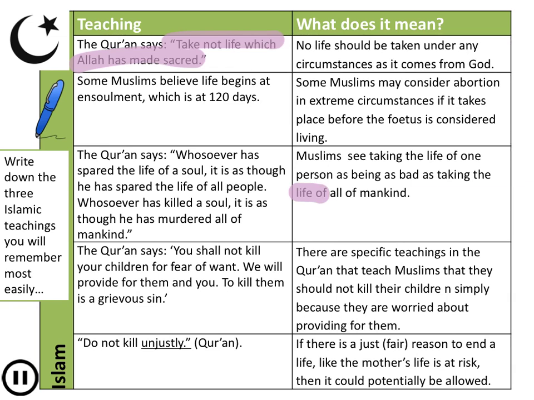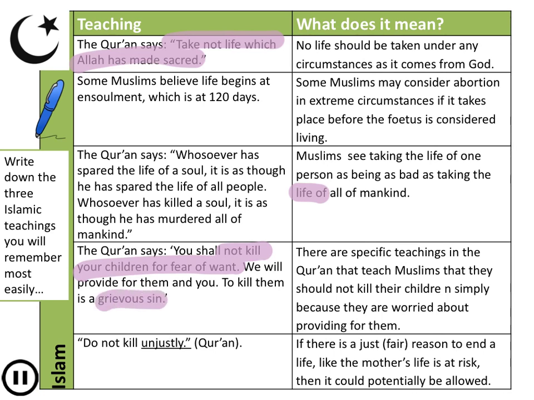The next one is another teaching from the Quran. This is a really useful one as it's really specifically related to abortion. It talks about the fact that you should not kill your children for fear of want. God says, "We will provide for them and you. To kill them is a grievous sin." Now this is basically saying that there are specific teachings in the Quran that teach Muslims that they should not kill their children simply because they're worried about providing for them. That idea of fear of want means that if you're scared of not being able to provide for your children, they shouldn't be killed. This is because God will provide for you, and to kill them is considered a grievous sin.